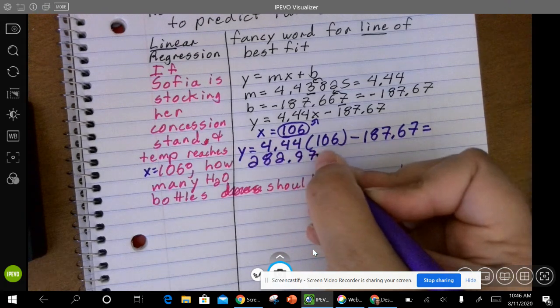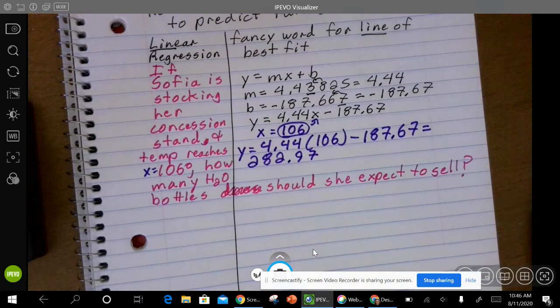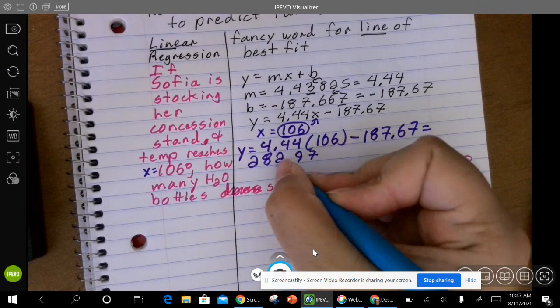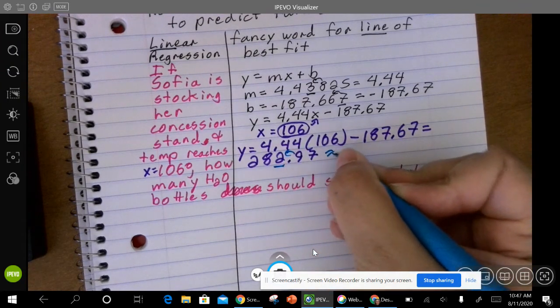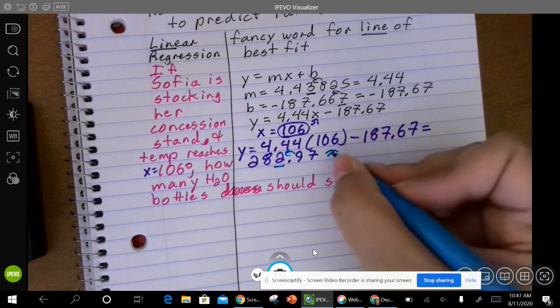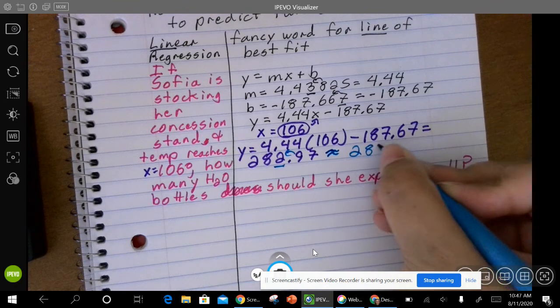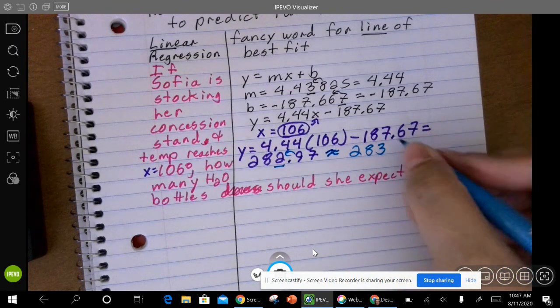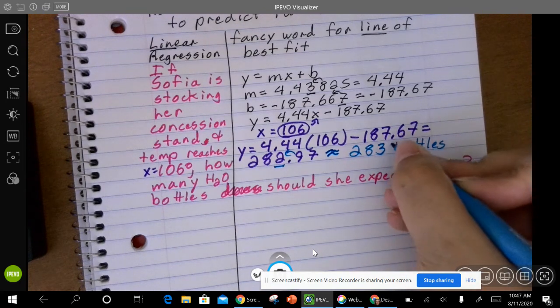282.97. Okay, we're going to round it up, everybody, to the nearest whole number because we're not going to have part of a water bottle. So it's going to be approximately 283. Okay, so 283 water bottles is how many she should expect to sell.